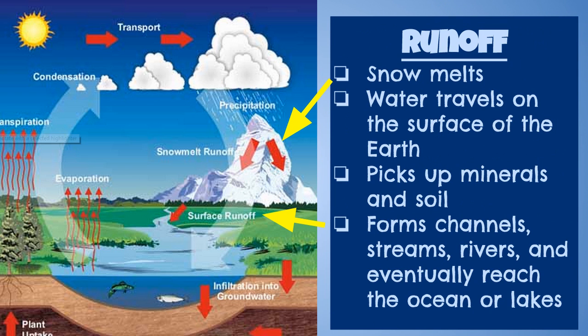So once the rain falls, we now have what's called runoff. Snow melts on the surface of the earth. It picks up minerals in soil. Remember, it picks up things in fertilizer as well. It forms channels, streams, rivers, and eventually reaches an ocean or a lake. Okay? This can happen along the surface. It can happen coming off of mountains.